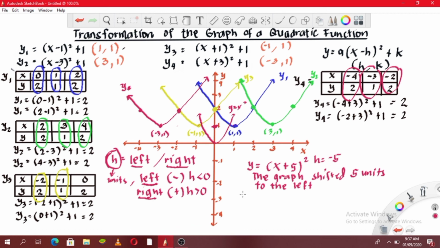Another example, if we have y equals x plus 4 squared. So, ano yung h natin? H is negative 4. Ibig sabihin, the graph of this function shifted how many? So, 4. 4 units. Where? Left or right? Because this is negative, 4 units to the left.